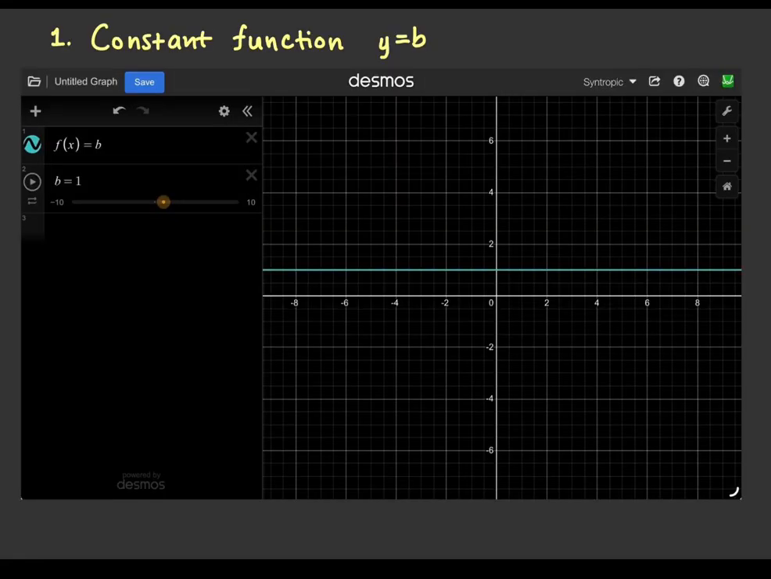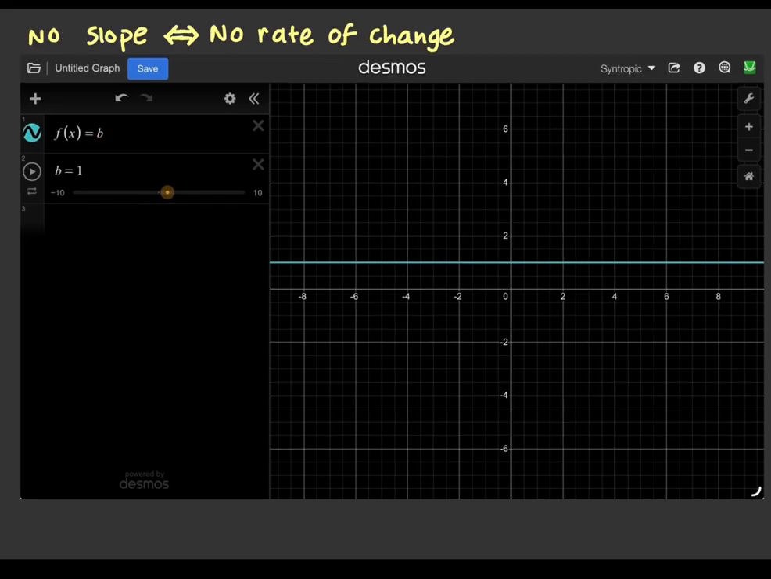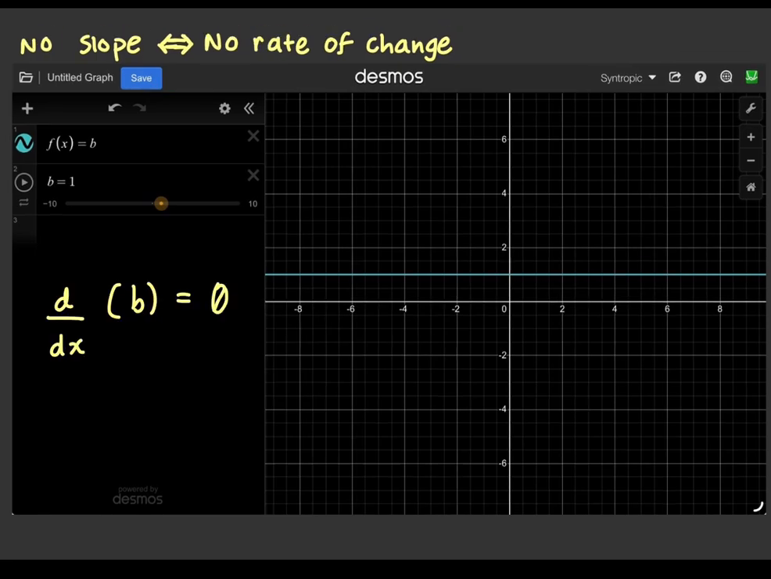Starting with a constant function. In this graph, the output always stays the same no matter what x is. This is a horizontal line crossing the y-axis at b. The line never rises or falls, which means that the slope is always 0. And if there is no change as you go right or left, then the rate of change is 0 everywhere. And also, this is the visual representation of what the derivative of a constant looks like.